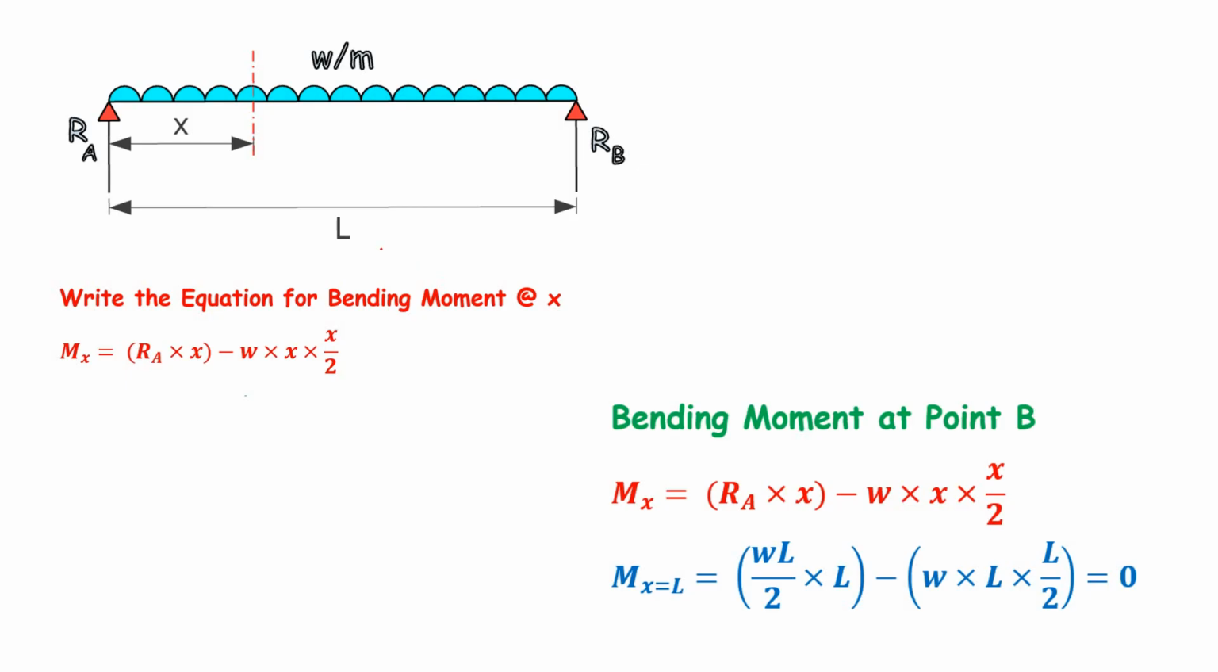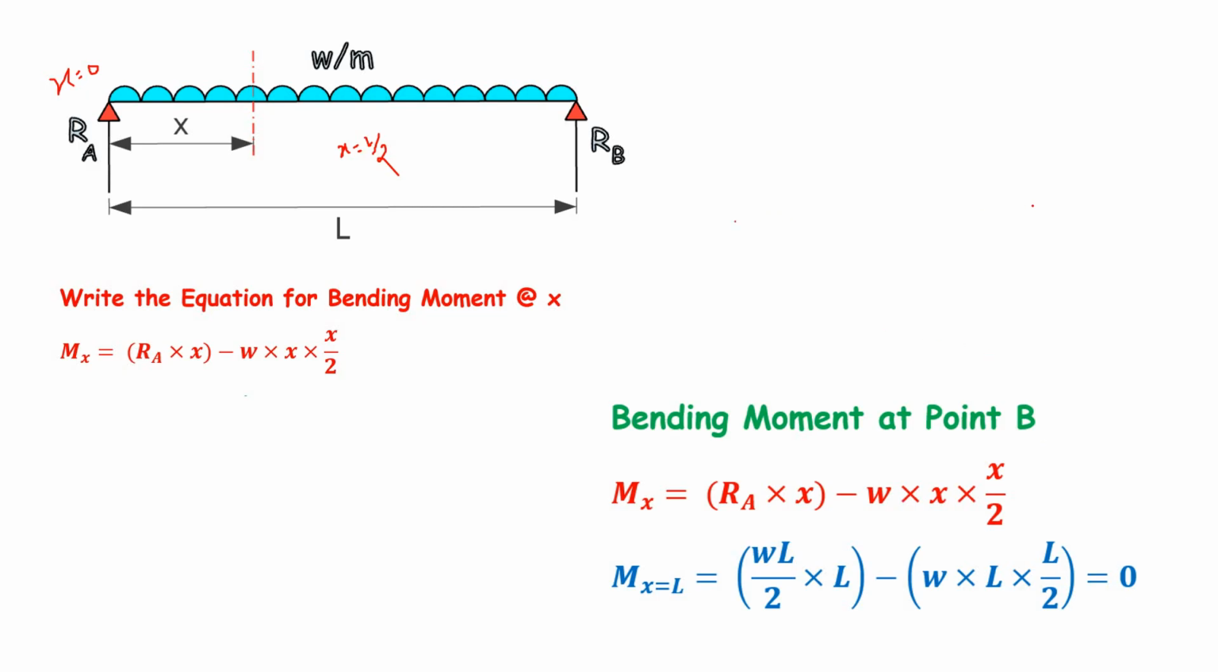Now we have found out the value of bending moment at x equal to 0 and also x equal to L by 2. Now we will find out the bending moment at the point B. So this is the general expression RA times x minus W into x by 2. You substitute the value of RA as WL by 2 and x equal to L. So substituting all the values, finally you end up with the value as 0.